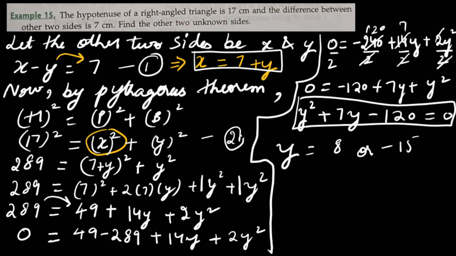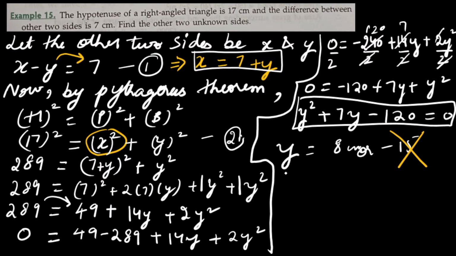See, because we are finding the sides here, and sides cannot be negative. So that means minus 15 we cannot take. So one of the sides is 8. So y we will consider as 8, or 8 centimeter.